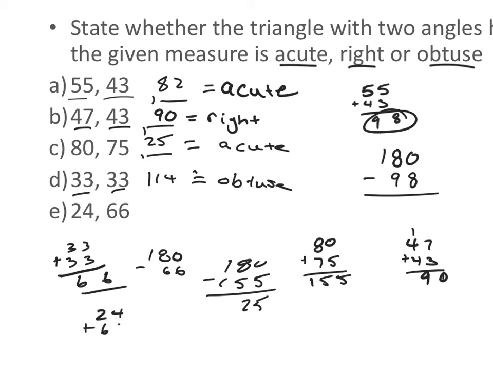24 plus 66, which gives me 90, leaving me 90. This is a right triangle.